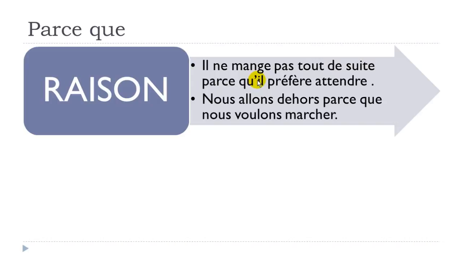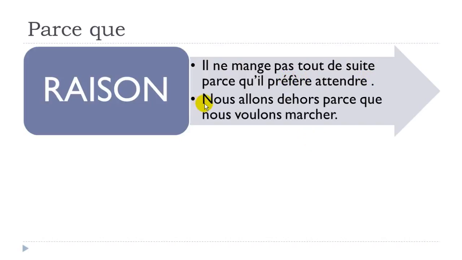Parce qu'il préfère attendre. So in that case, because he prefers to wait. Il préfère attendre. Okay? Préférer, to prefer. And then here you can see that attendre is to wait. Second verb, okay? And then you should put it at the infinitive form, so the basic form of the verb, okay? Il ne mange pas tout de suite parce qu'il préfère attendre.